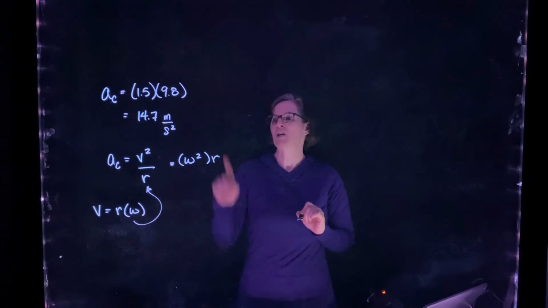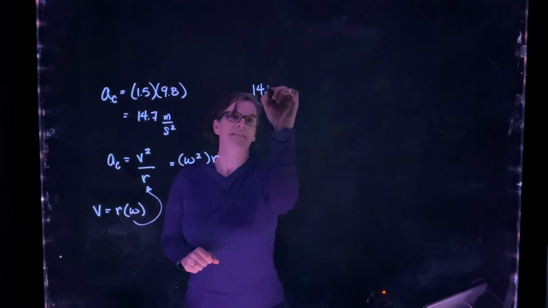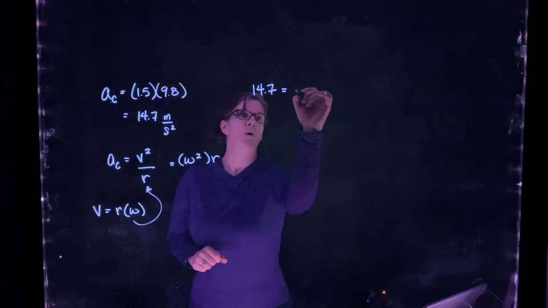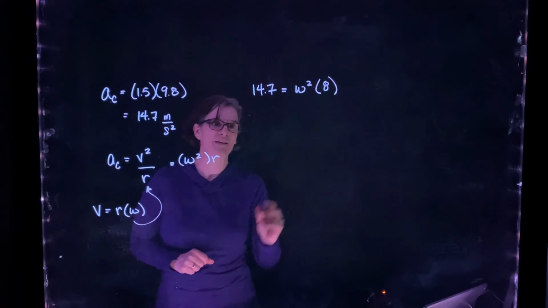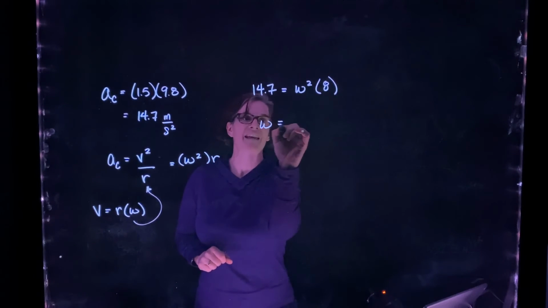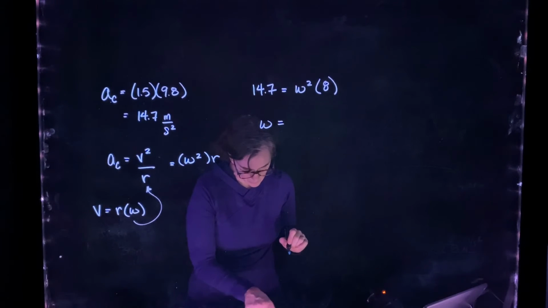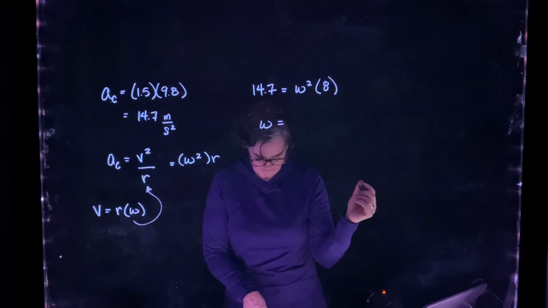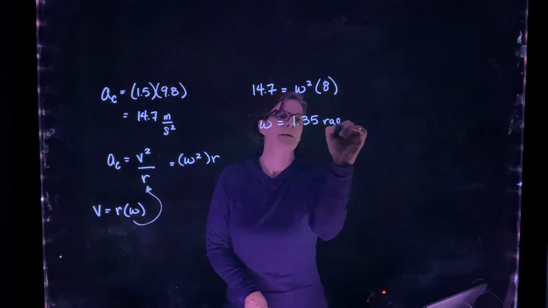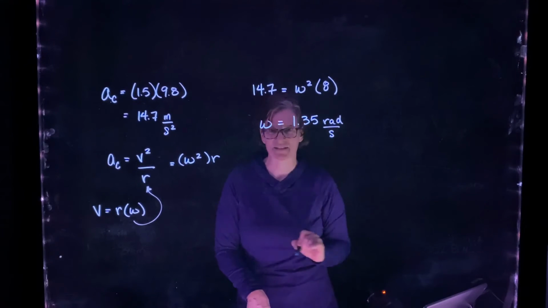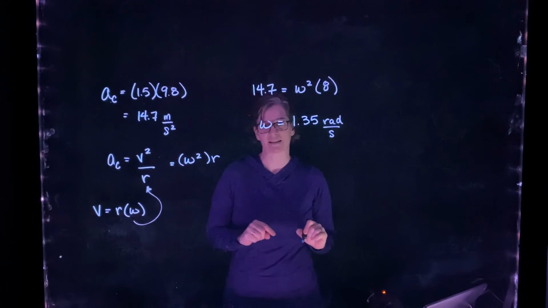All right, so 14.7 is equal to omega squared times the radius of 8. So I determine then that omega is equal to 1.35 radians per second. So omega is 1.35 radians per second.